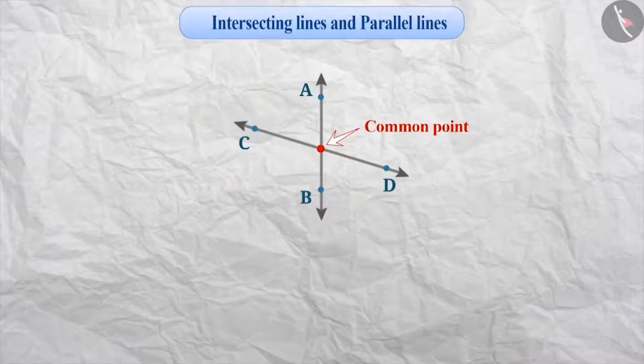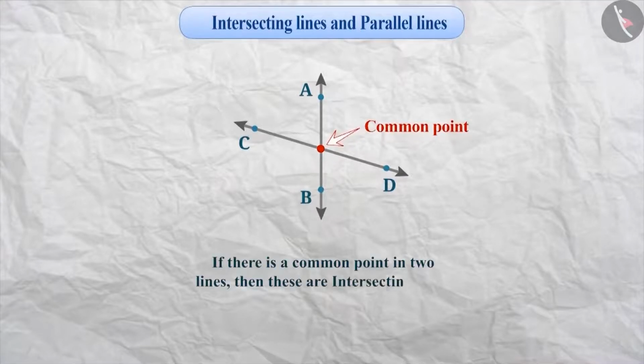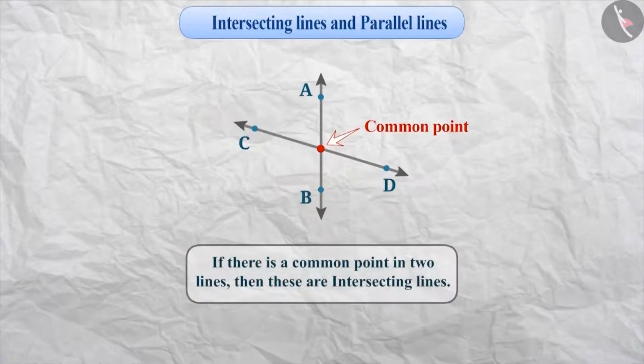On this basis, we can say that if two lines meet at a point, or if there is a common point in two lines, then these are intersecting lines. The point on which intersecting lines intersect is known as the point of intersection. Or we can also say that the common point of intersecting lines is called the point of intersection.